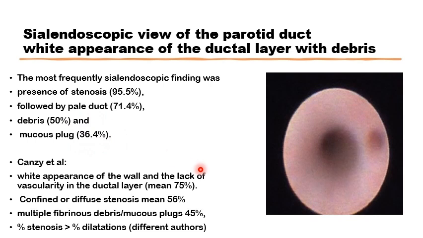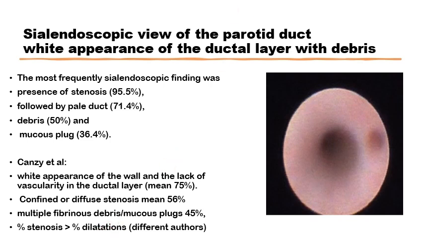Other reports show different percentages for the same findings. The whitish appearance and the lack of vascularity were seen in 75%, very comparable to this, and the debris was also seen in almost half of the cases, quite similar to the other report. Generally speaking, the percentage of the reports indicating multiple stenosis would be higher than the percentage of the reported dilatation by different authors.